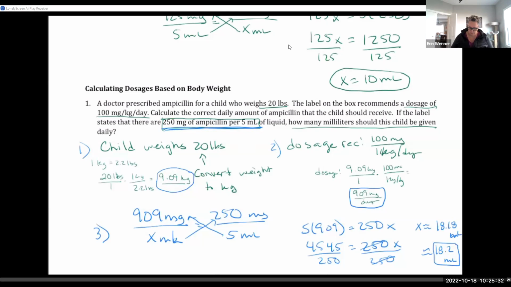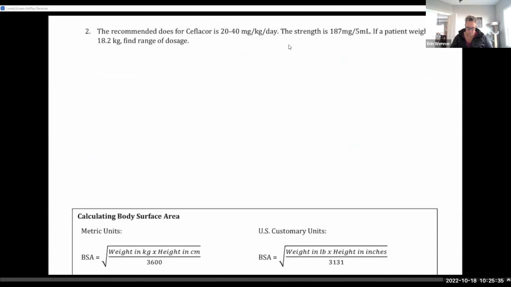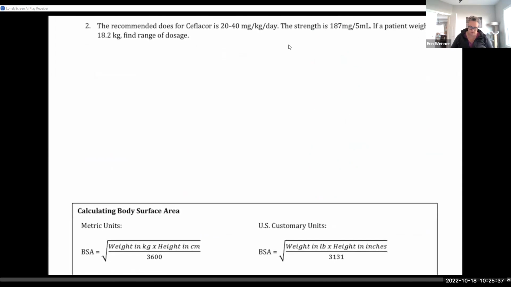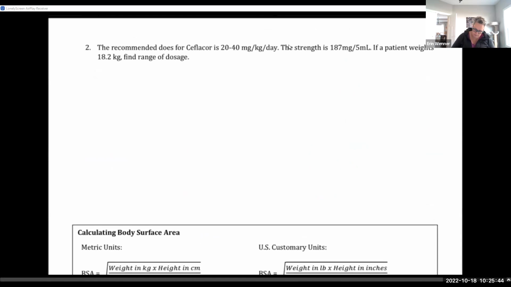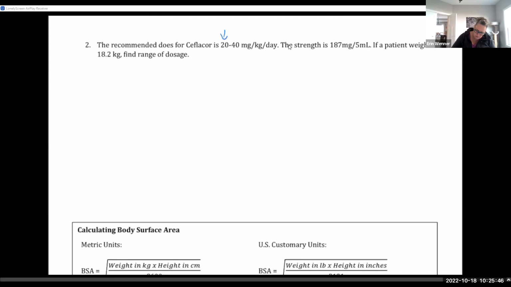So the next one says the recommended dose for cefaclor is 20 to 40 milligrams per kilogram per day. So this 20 to 40 means that we have a minimum and a maximum, and the dose has to be somewhere within there, inclusively. So it can be 20 and it could be 40, but it has to lie within there. Okay. The strength is 187 milligrams per milliliter.